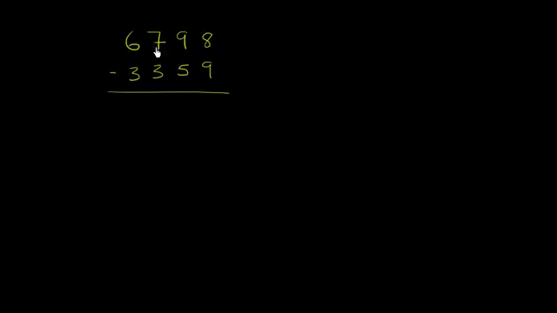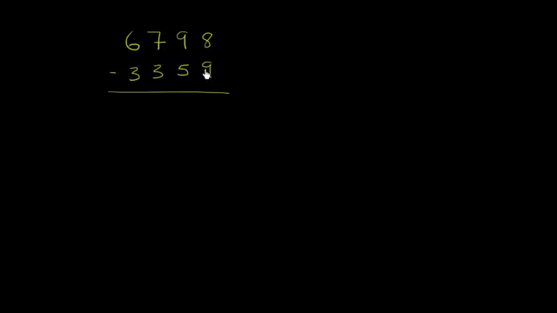We've got 6,798 minus 3,359. So let's see how far we can get with the subtraction. Immediately when we go into the ones place, we're going to try to subtract a 9 from an 8. So we immediately reach a little bit of a stumbling block.